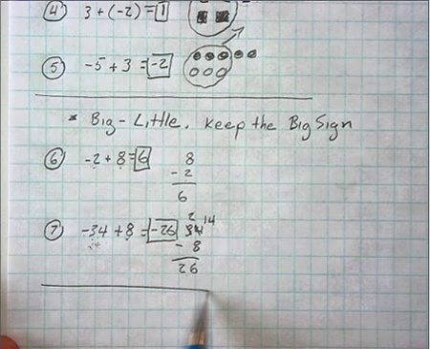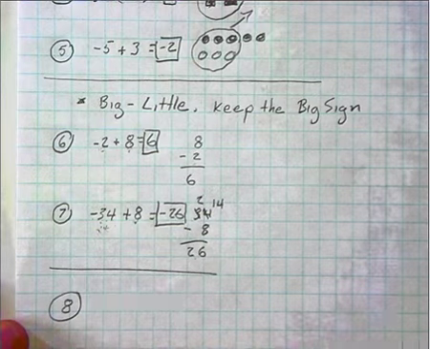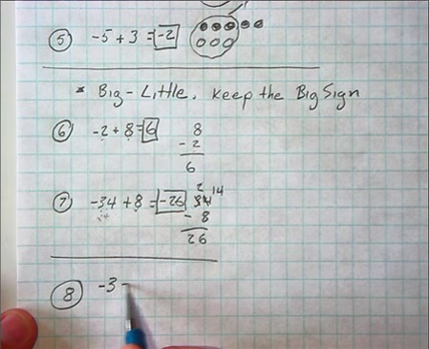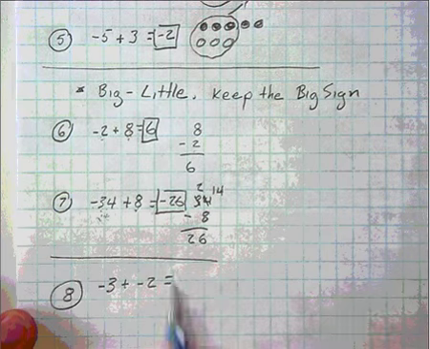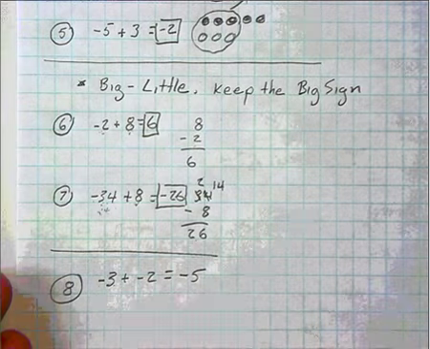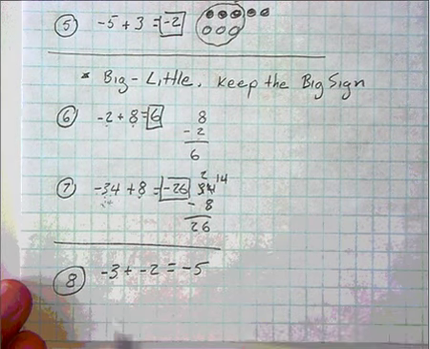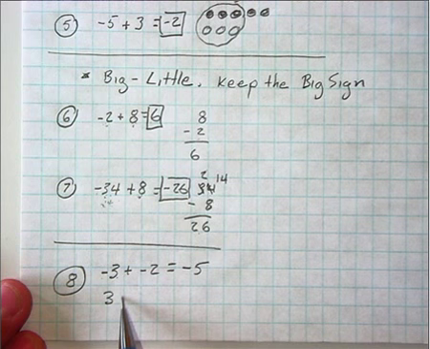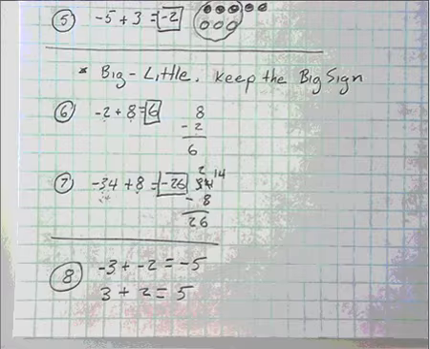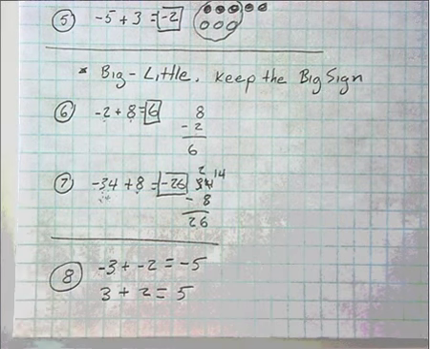The last thing I want to mention is something that you learned last year. If your signs are the same, your answer is the same. So if I've got -3 plus -2, that gives me -5. Signs stay the same. If I've got 3 plus 2, the answer is +5 because my signs are both positive. You learned that last year, so it shouldn't be earth-shattering information for you.